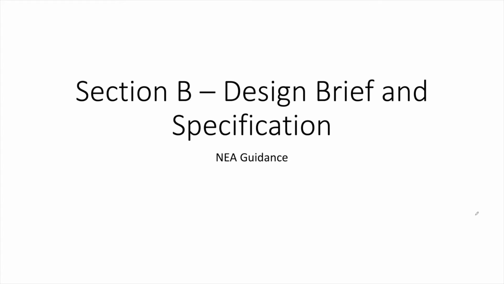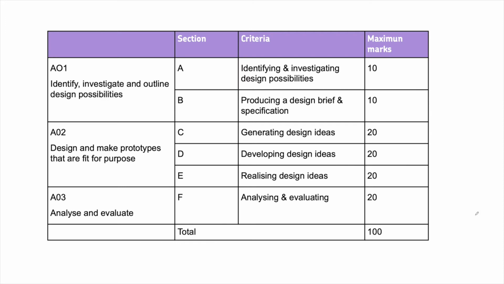Right guys, section B, design brief and design specification. So let's have a look how it fits into the whole project. We're still looking at assessment objective 1. We're looking at section B now, which is producing a design brief and specification, which is out of 10 marks. The previous section was also worth 10 marks, which means section A, or assessment objective 1 rather, is out of 20 marks.